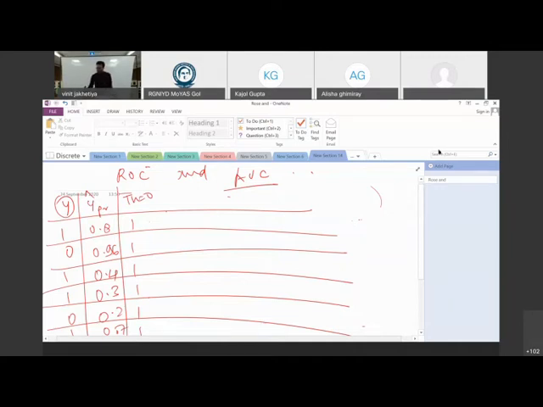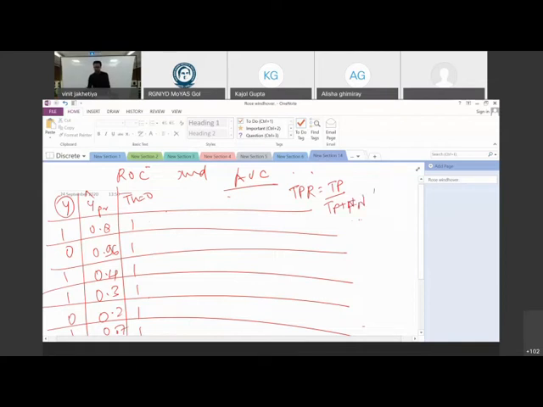Now I'm going to teach you two different formulas which are pretty simple to use. One is TPR, true positive rate. That means true positive divided by true positive plus false negative.